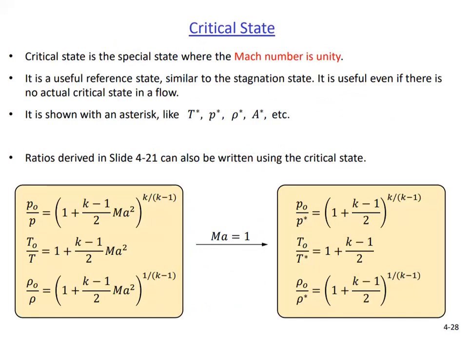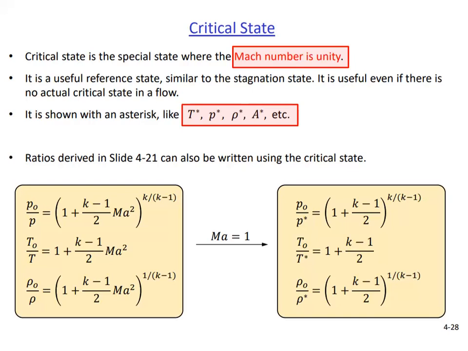Similar to the stagnation state, critical state is another reference state used frequently in solving compressible flow problems. It is the state where the Mach number is unity and shown with the superscript star. It is quite possible that the Mach number of unity is not achieved anywhere in a duct flow. It means that the critical state does not really exist in the problem. But even in that case, we can still make use of the critical state in our calculations.